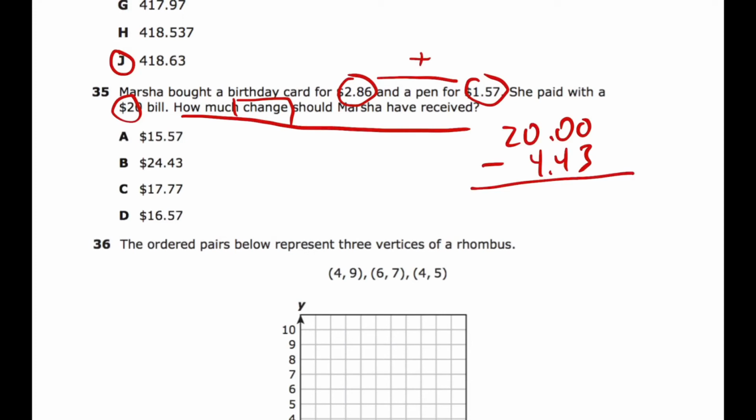And then get to do this thing. 10 minus 3 is 7. 9 minus 4 is 5. 9 minus 4 is 5 again. And 1. So she got $15.57 in change back. I could eliminate B because I know that there's no way if she paid with a $20 bill, she got more money back. You could probably estimate and get reasonably close and narrow it down to 2 answer choices. But the best method is just to go ahead, add those two together, subtract that from 20, and get your answer for sure.